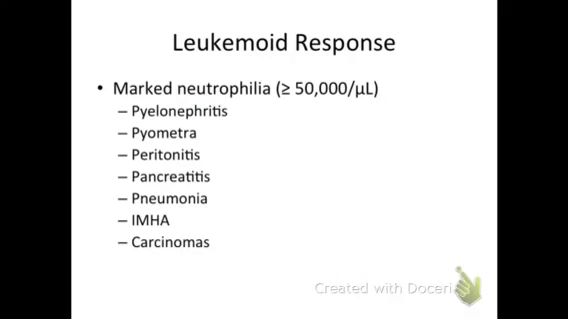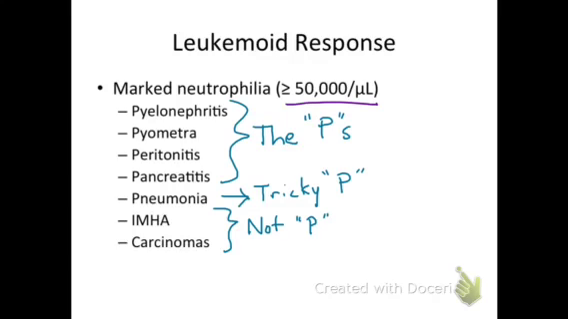The last leukogram pattern is called a leukemoid response, and it is an inflammatory neutrophilia that exceeds 50,000 neutrophils per microliter. And specifically, that's the sum of all neutrophil stages combined, so bands plus segs plus earlier precursors. Causes of a leukemoid response are listed here. So if a patient has a leukemoid response, you should investigate into the possibility of one of these diseases.